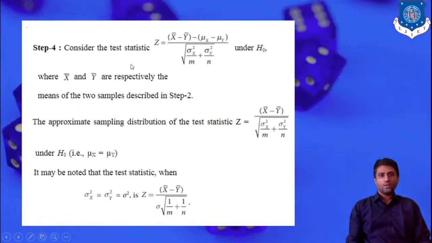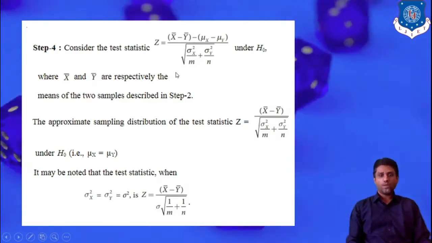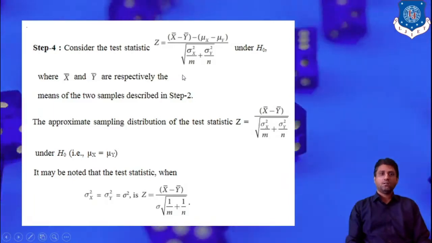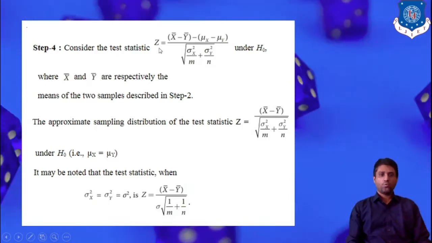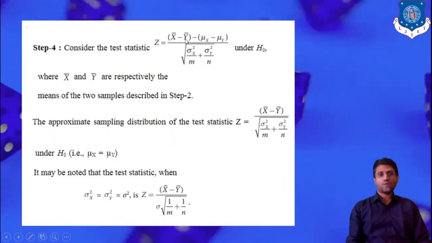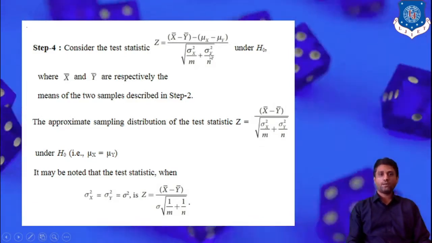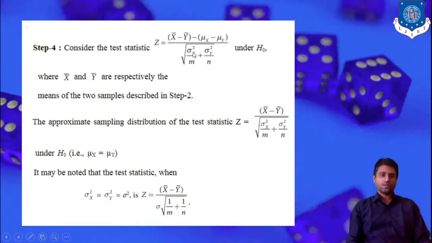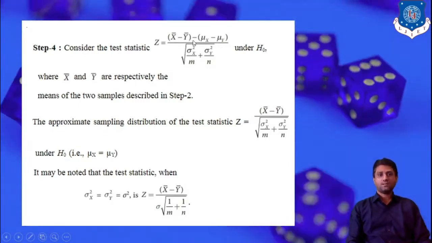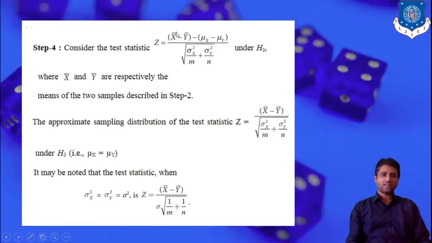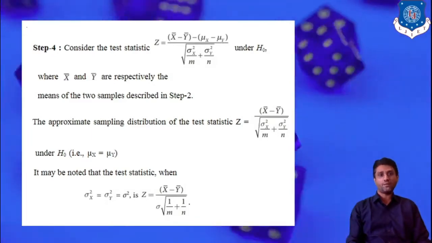Step number 4. Corresponding to whatever data is given, that is which quantity is known and which quantity is unknown, on the basis of that we have to consider the Z statistic. Z is equivalent to (x bar minus y bar) minus (mu x minus mu y) upon the square root of sigma x square upon m plus sigma y square upon n, corresponding to this null hypothesis, where x bar and y bar are the observed means, and mu x and mu y are the predefined means, the means which are already defined in the hypothesis.